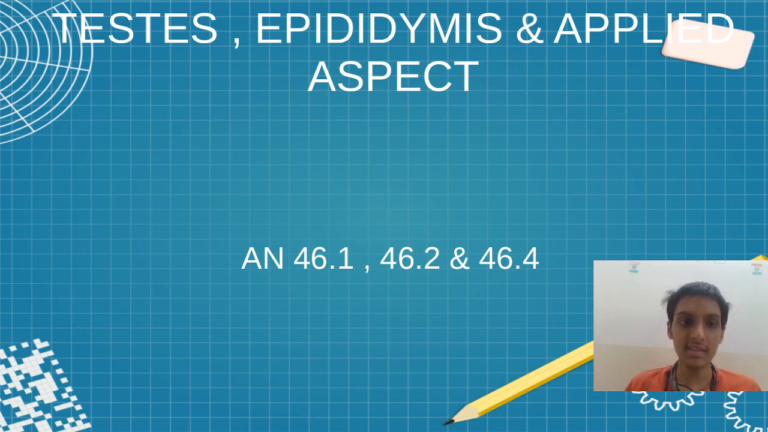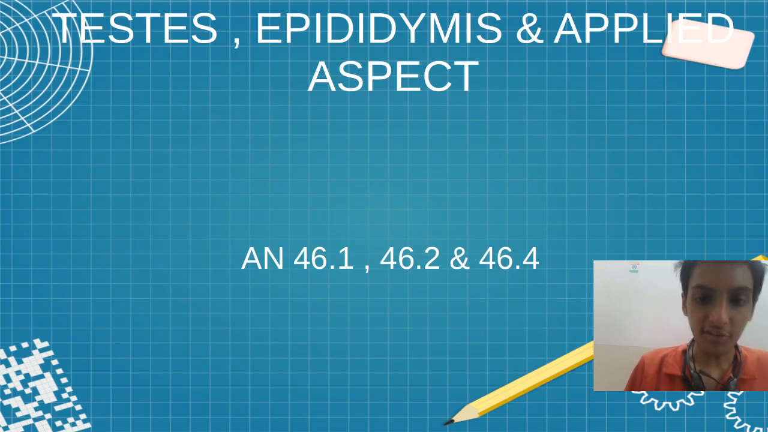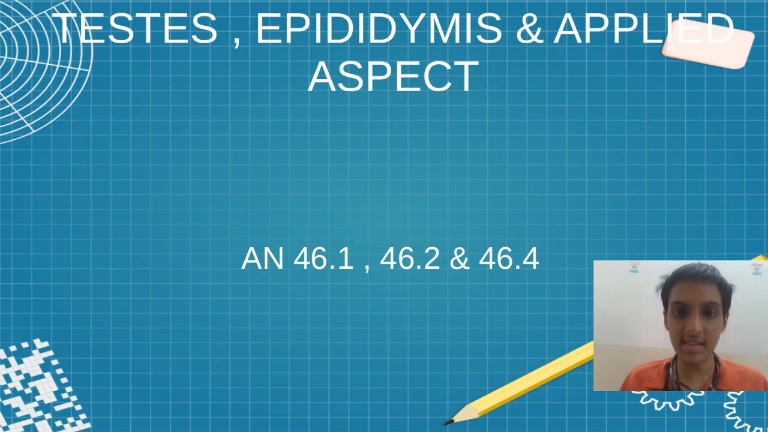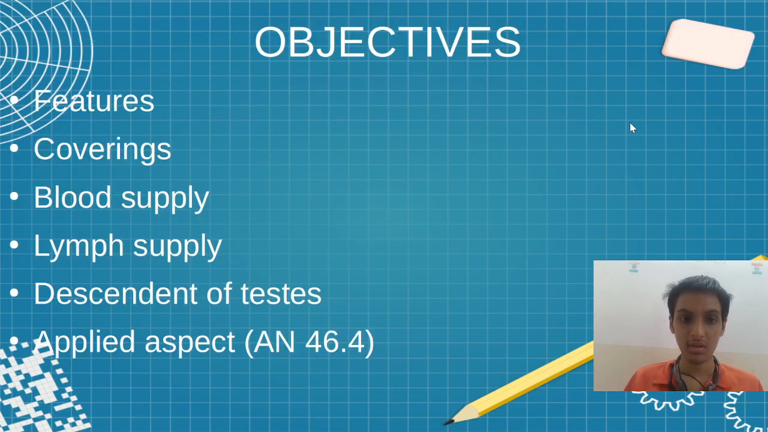Hello friends, in this video we'll talk about the first three competencies of the male external genitalia. So we are in the male external genitalia series. We'll talk about testis, epididymis and the applied aspect. We'll see the features of the testis and epididymis together, then the coverings, the blood and lymph supply, then the descent of the testis and the applied aspect.